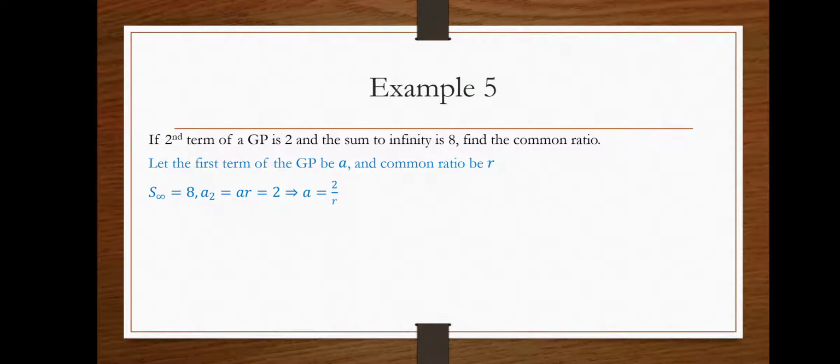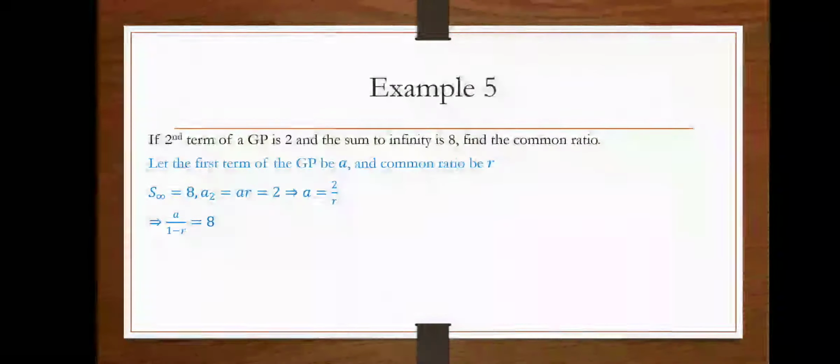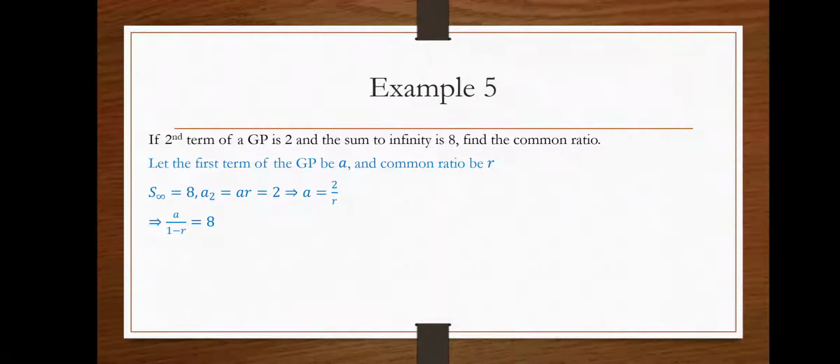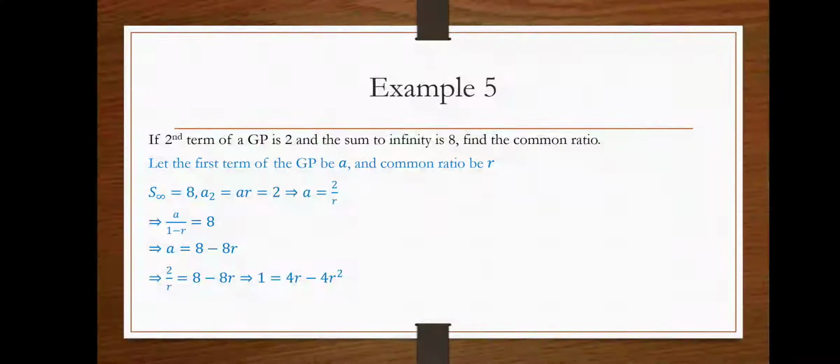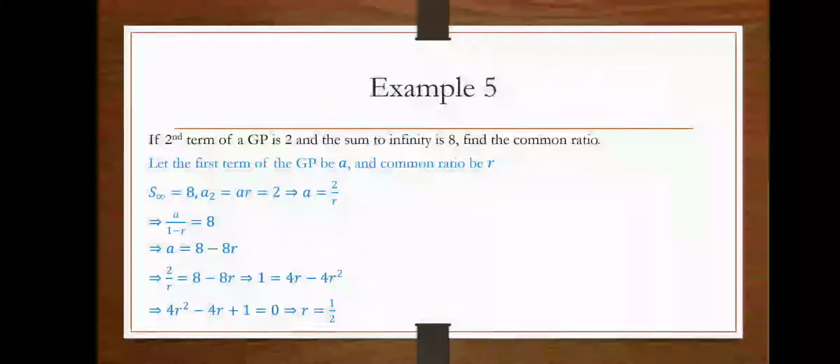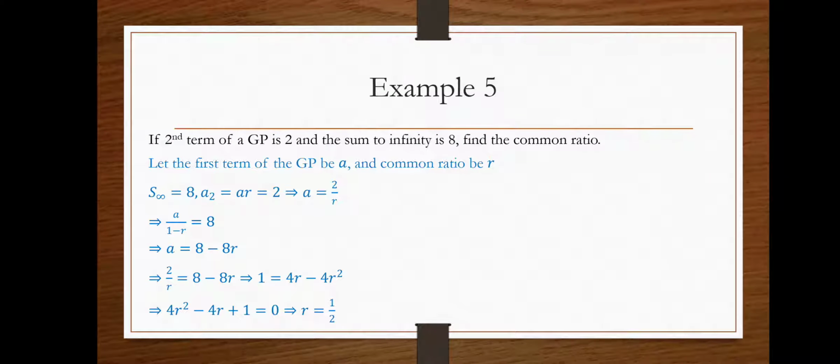And sum to infinity is given as 8. So therefore A by 1 minus R is equal to 8. Now you can replace A. First you can take it on the other side, and now you can replace A by 2 by R. So that gives you a quadratic equation, 4R square minus 4R plus 1 equals 0. From there you can find the value of R, and the value of R is half. Now you could have written plus minus half. No problem with that, because even if it is minus half, it also satisfies the equation.